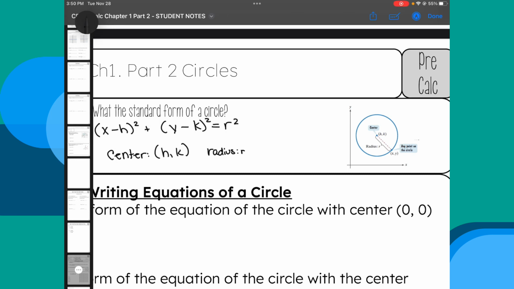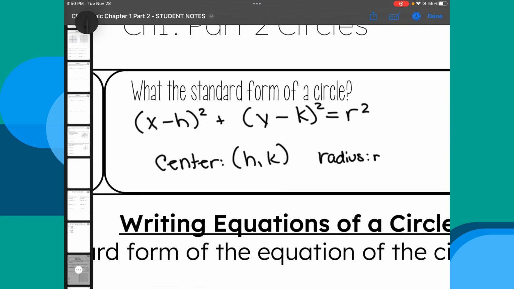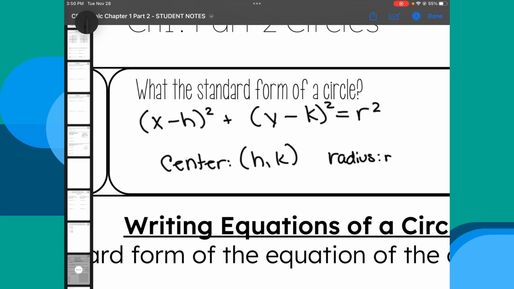Let's chat about circles. We have a standard form of a circle, just like we have the standard form of a linear or quadratic. It looks like this: the quantity x minus h squared plus the quantity y minus k squared is equal to r squared, where (h, k) is the center of the circle and the radius is just r.